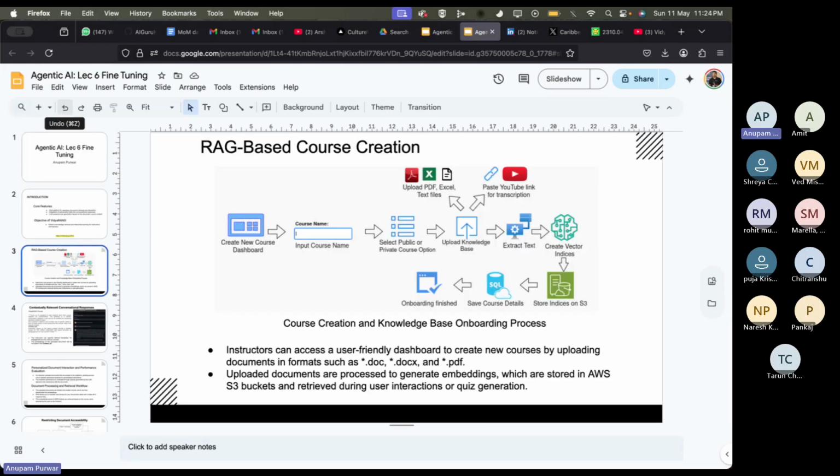So I'll skip this. I think I covered this. Any document that is uploaded is converted into vectors, and then it is stored in a vector database. This platform also supports pasting YouTube links where the transcript is available, and it will take the text out of it and store it in the vector database. It supports multiple file formats: PDF, Excel, CSV, TXT, Doc.